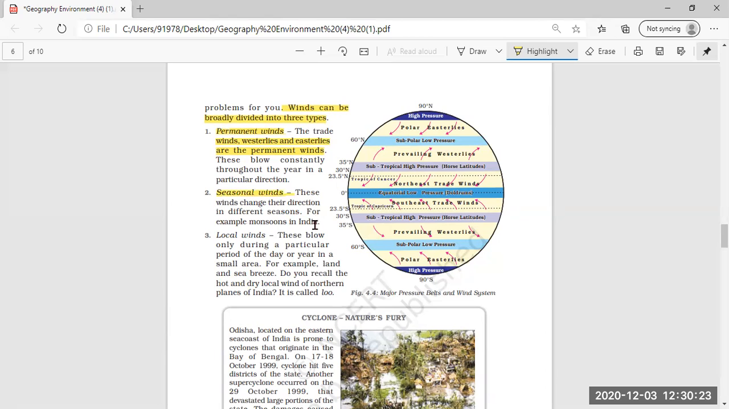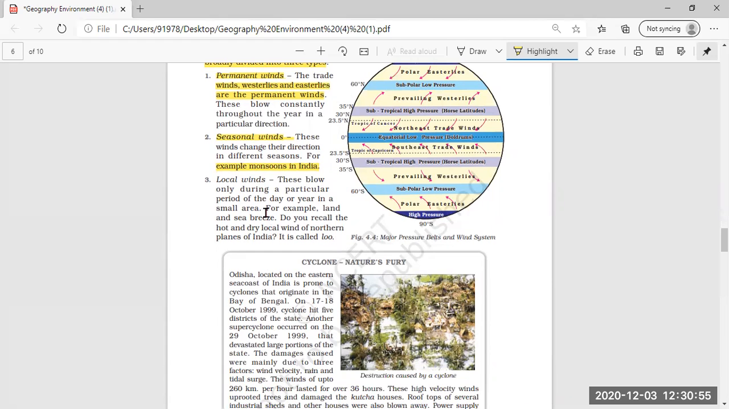The second type of wind is seasonal winds. These winds change their direction in different seasons. As their name indicates, they are seasonal. According to the season, they change their direction. For example, the monsoon in India. According to the season, when the monsoon is there in a particular area, that type of wind starts blowing in that area. So here the seasonal wind example is the monsoon in India.